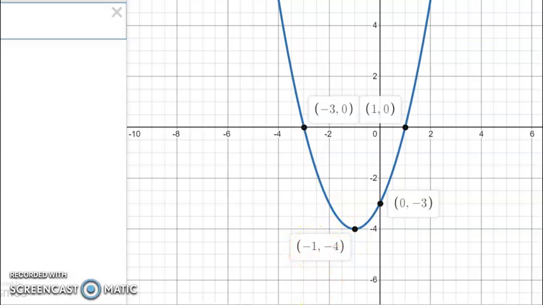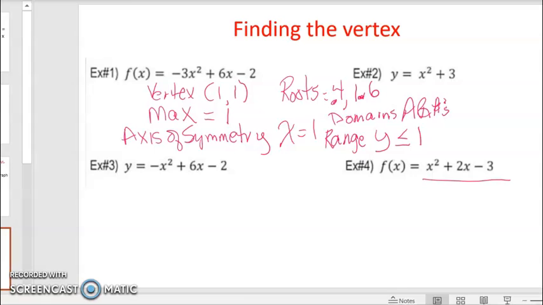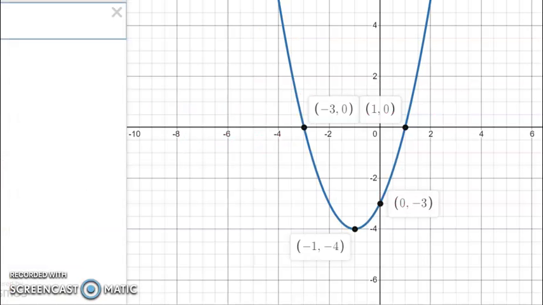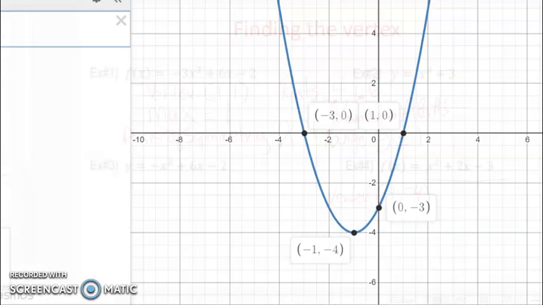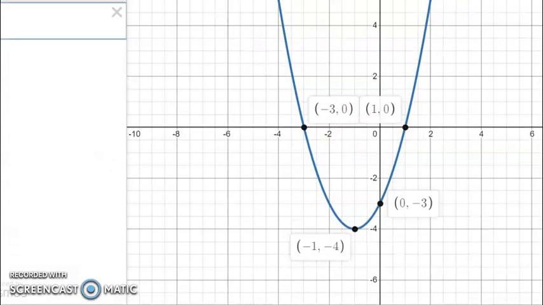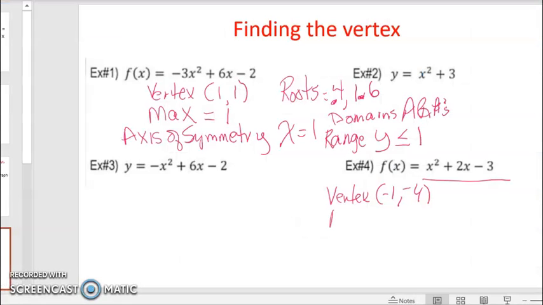The vertex is -1, -4. I said it backwards. -1, -4. Okay? Now we have to determine, is this a maximum or minimum? This is the low point on your graph. So it is a minimum, and the lowest point it gets to is -4. So our minimum value is -4.